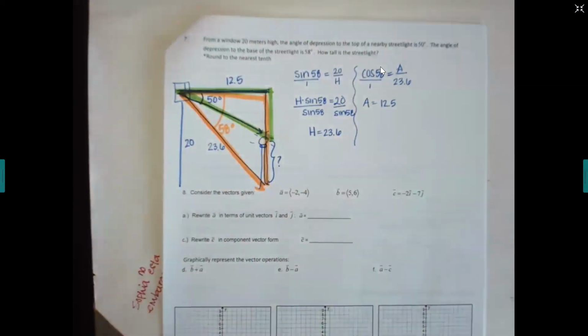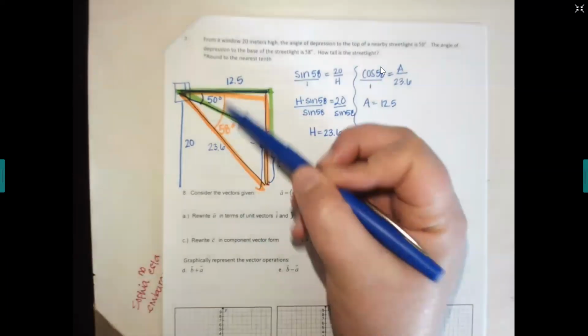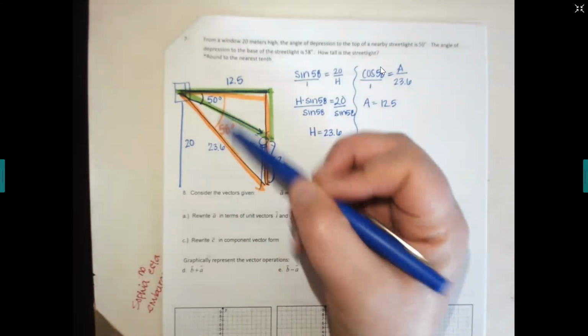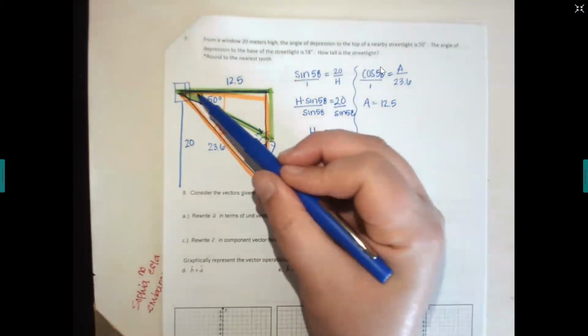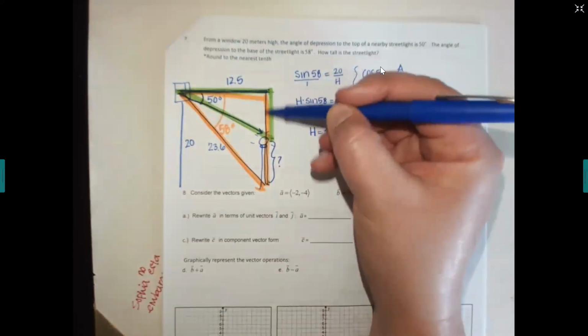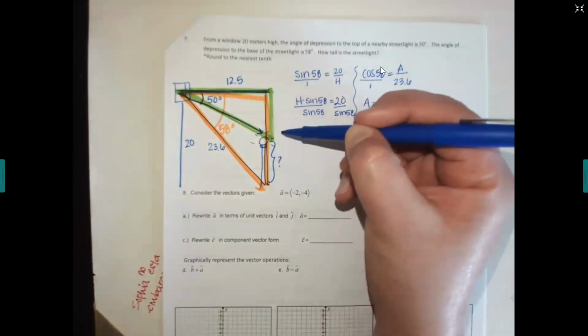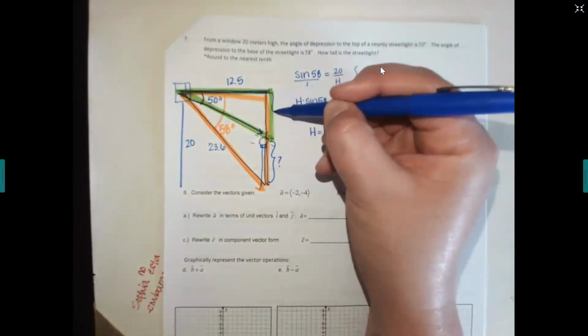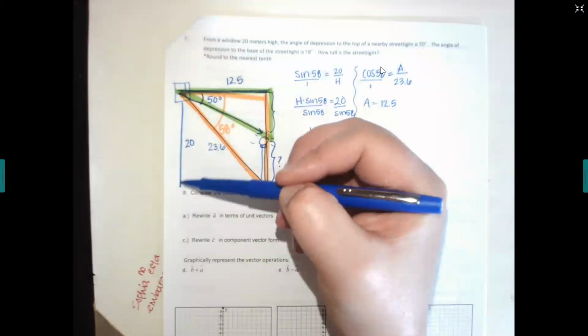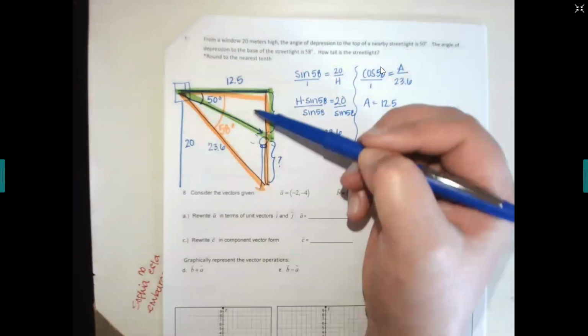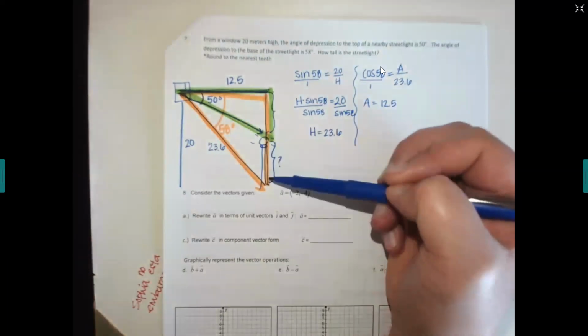Okay, and you might be wondering, okay, well, how does this help? Okay, let's think about it. We now know all three of these sides, 23.6, 12.5, and then this full side, top to bottom, is 20. Well, then if I can know how long this side is, the full side is 20, then if I subtract these two, I'll know my answer for the line.